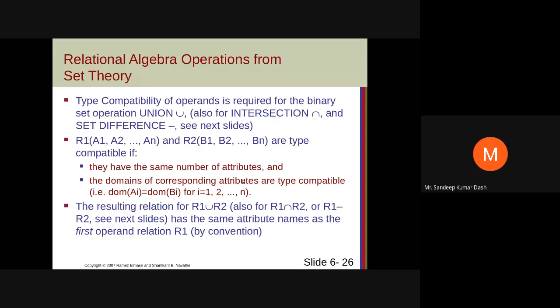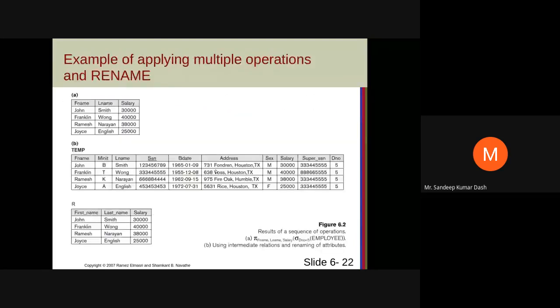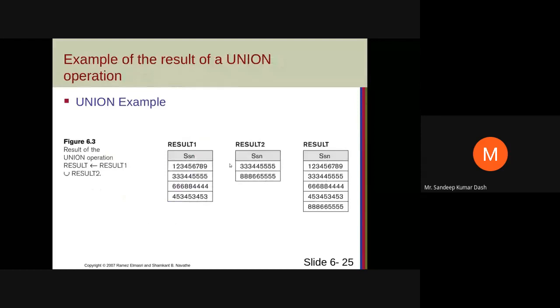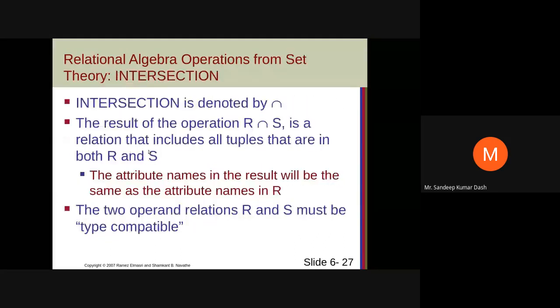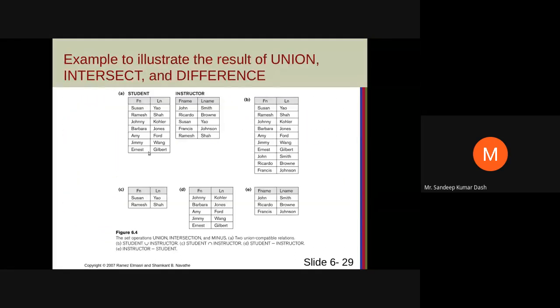and then what is meant by difference? Here you saw the union, sorry, this was the union. Intersection is the common one. What is the difference? Result 1 minus result 2, what will you get? Here it says set difference. Okay, here you see instructor minus student minus instructor. Which one? D.